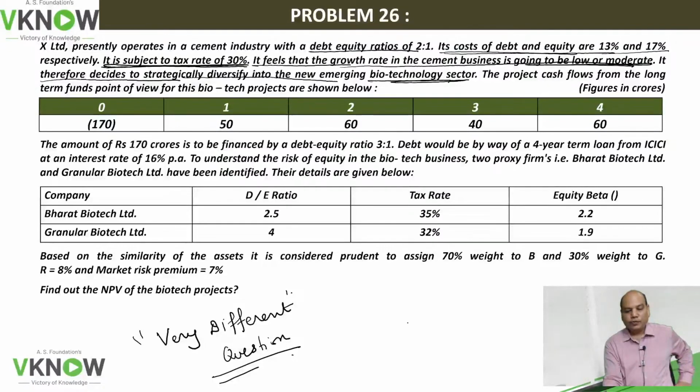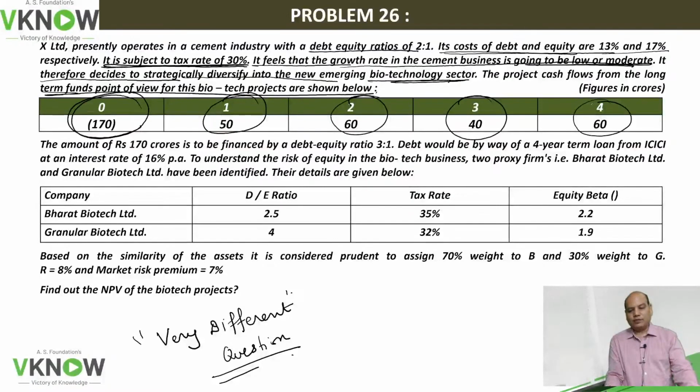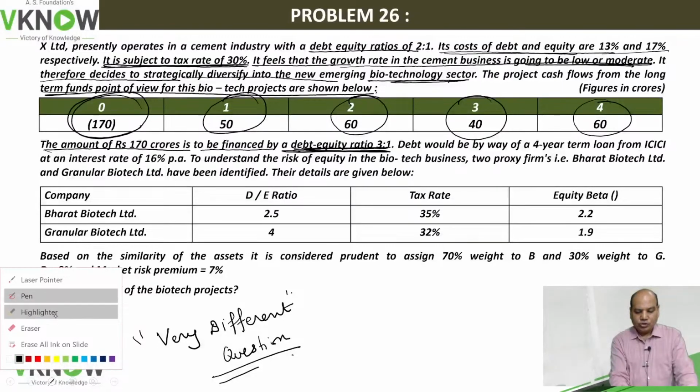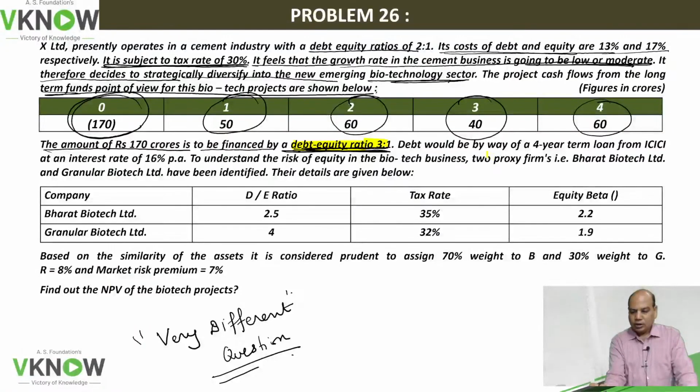The project cash flows from the long-term fund point of view are shown below. Year 0 outflow, years 1, 2, 3, 4 cash inflow. The amount of rupees 170 crore will be financed by debt and equity in the ratio of 3:1. Debt would be by way of a 4-year term loan from ICICI Bank at an interest rate of 16% per annum.